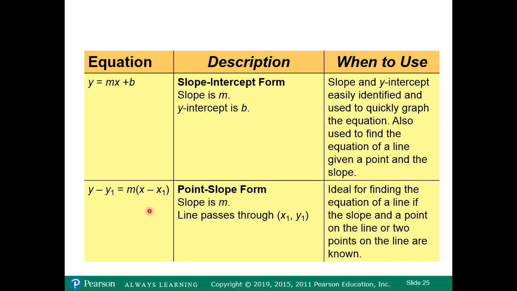The point-slope form is given by, you have a slope and a given point that it goes through. So the idea is finding the equation of a line if you have the slope and a point on the line, or 2 points on the line. Okay, so depending on the situation, you may want to use one over the other.